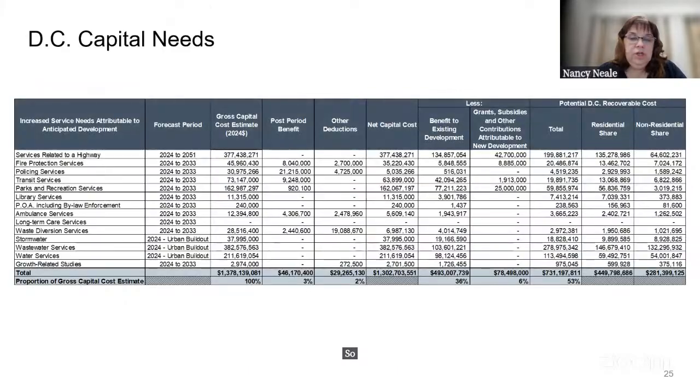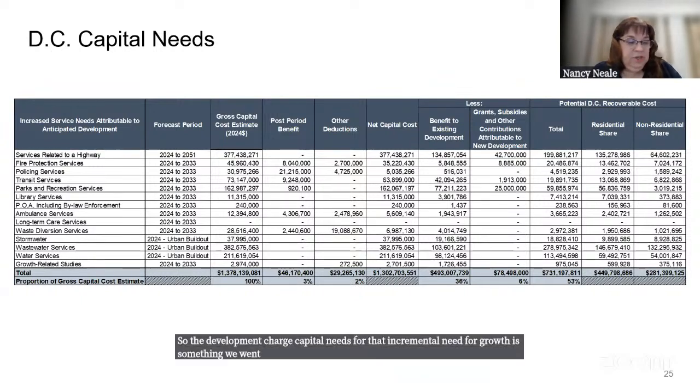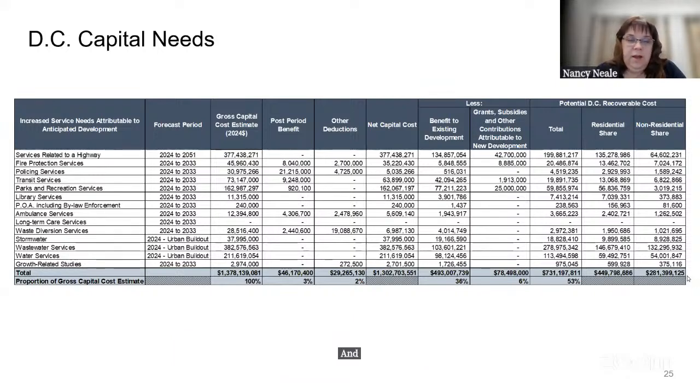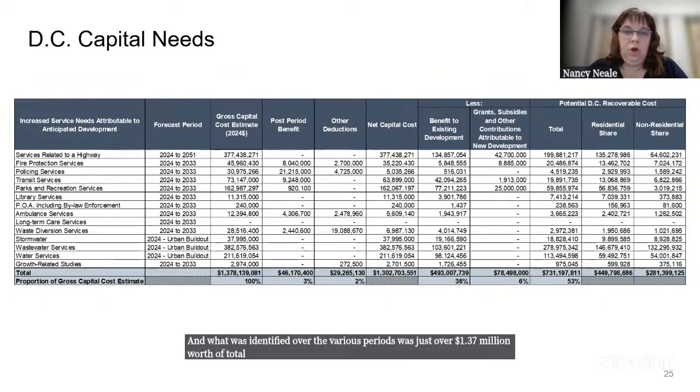So the development charge capital needs for that incremental need for growth is something we went through in very much detail, working with all of the staff in the various different departments at the city, as well as Utilities Kingston. And what was identified over the various periods was just over $1.37 million worth of total gross related costs.